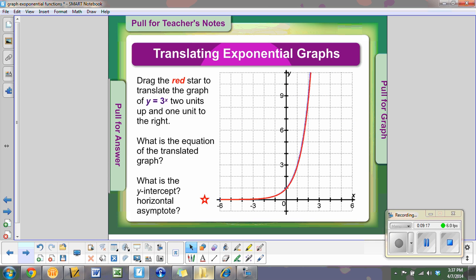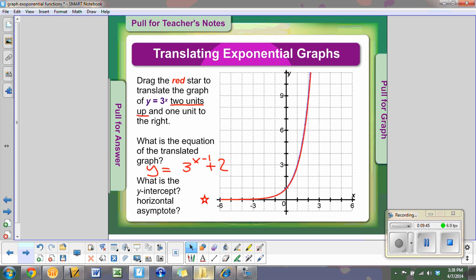All right, so drag the red star to translate the graph of y equals 3 to the x, 2 units up and 1 unit to the right. What is the equation of the translated graph? All right, so y equals, I know I have 3 to the x here, right? And if I'm going to translate it 2 units up, that means I'm adding 2 over here. And if I'm going to translate it 1 unit to the right, that means I'm doing a minus 1.